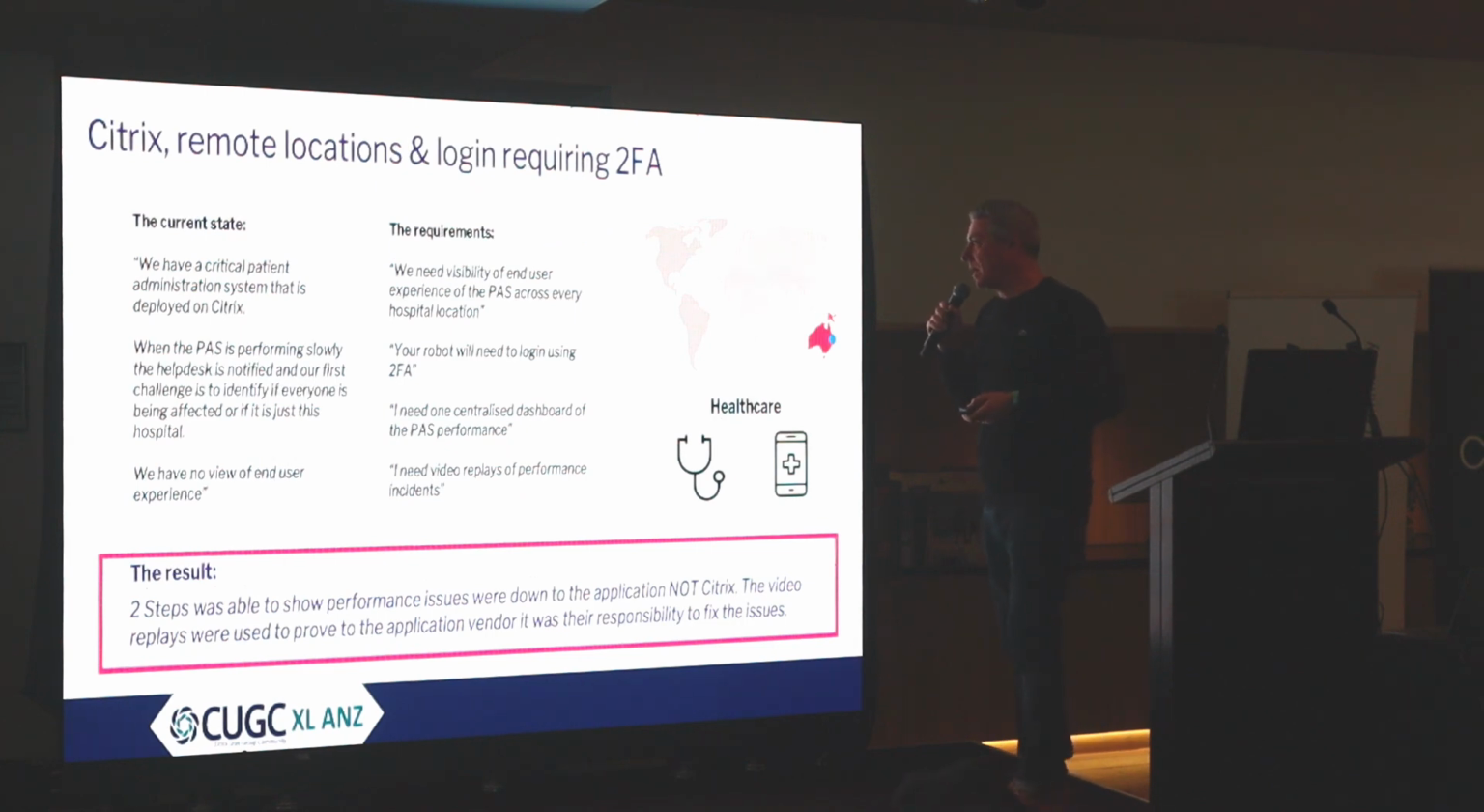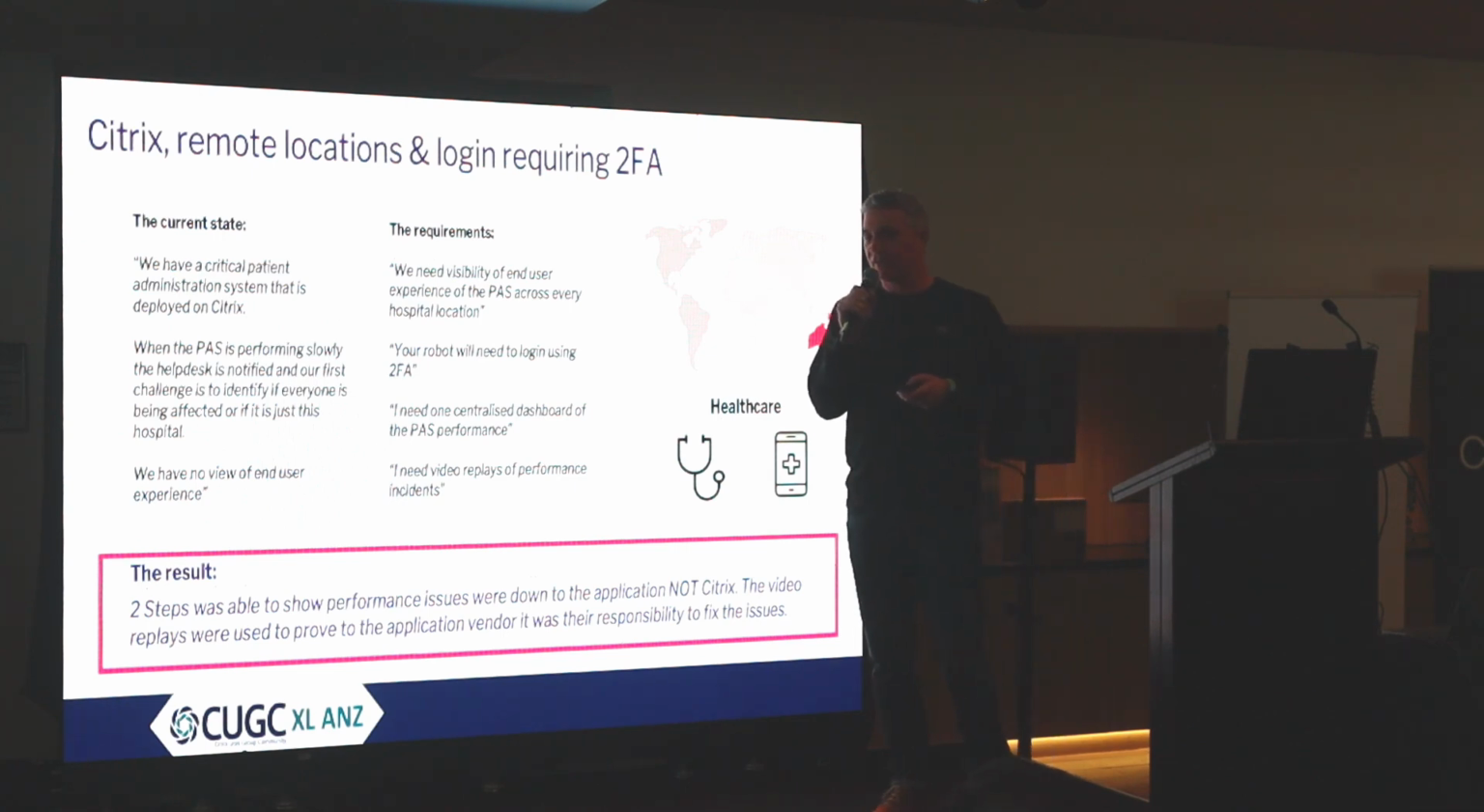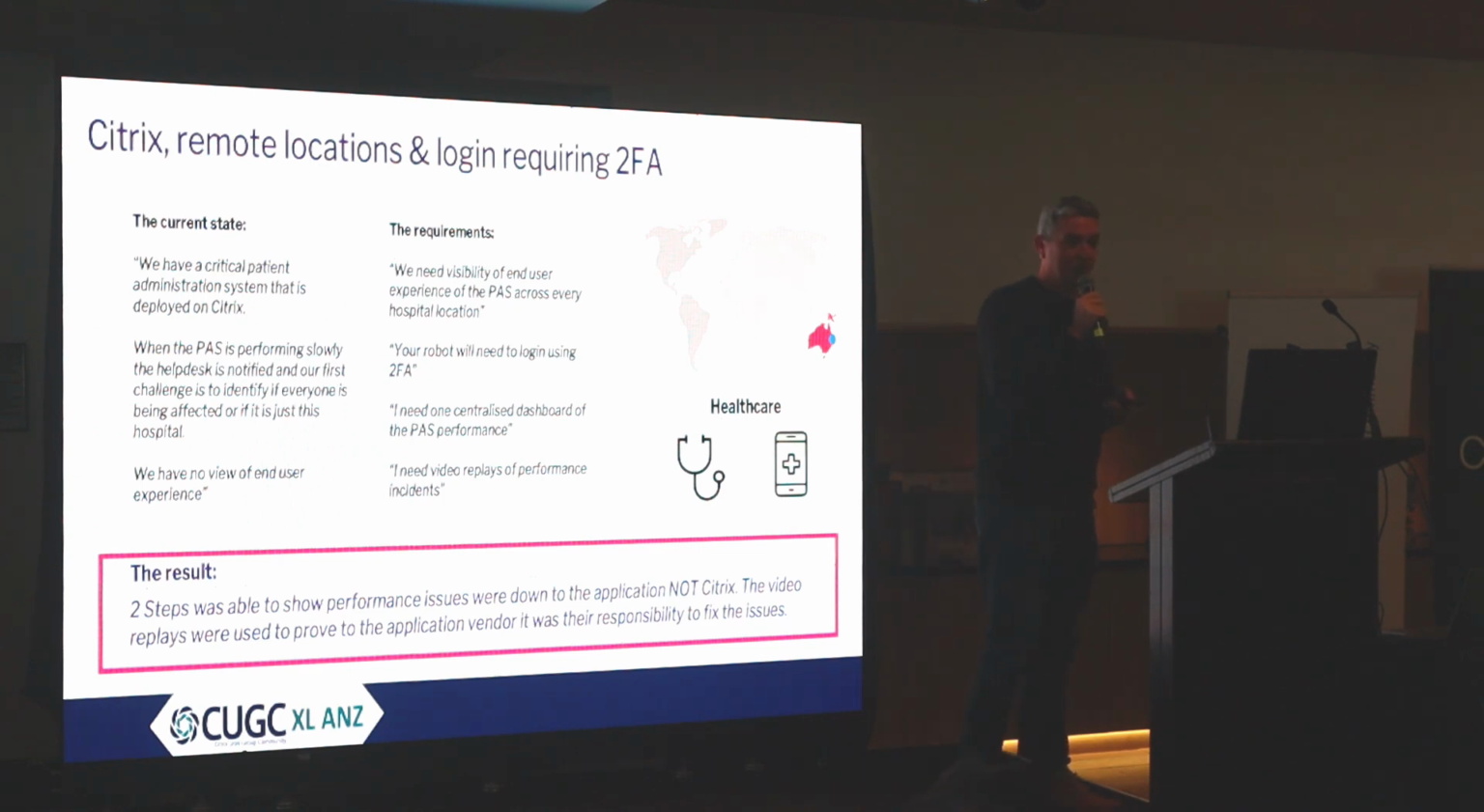So just talking a little bit about use case, this is Queensland Health, and they came to us and said, look, we've got this problem. We have a patient administration system called Cerner. It's accessed by everybody across 17 different hospitals, and when it runs slow, we get a call and it says, Cerner's running slow. What's the problem?